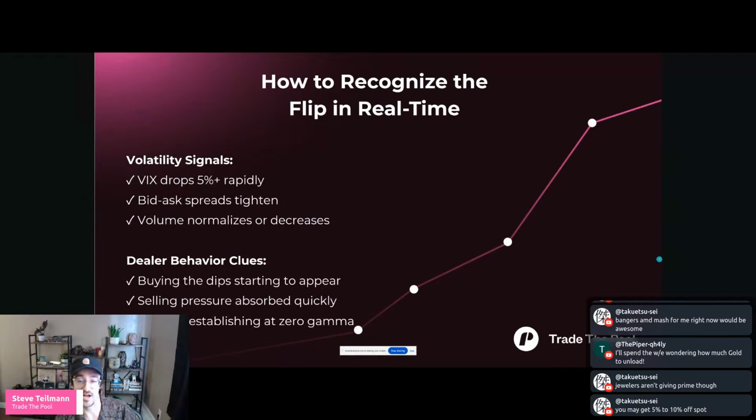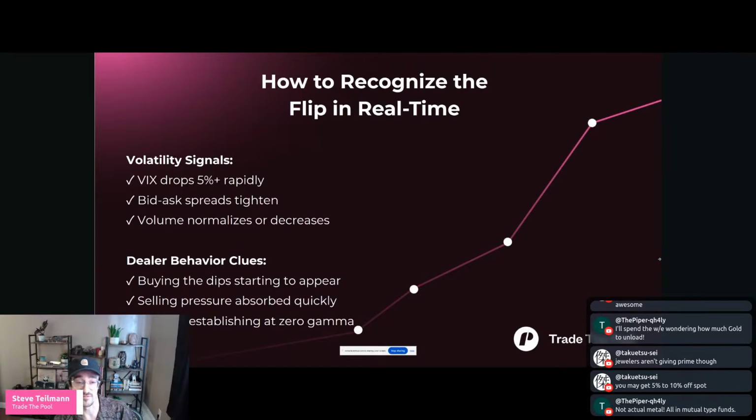So when we are recognizing these negative to positive gamma flips in real time, the volatility signals are going to be like this. Instead of the big VIX spike, you're going to see VIX drop rapidly. They're going to take the air out. They're going to sell VIX ferociously to buy other things. This is going to lead to the tightening of the bid-ask spreads, because there is an understanding being made between the sellers and the buyers at this price.